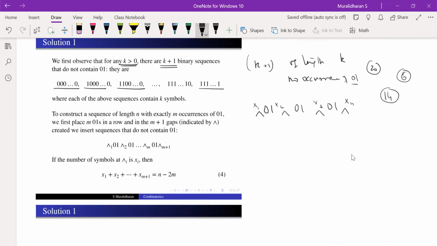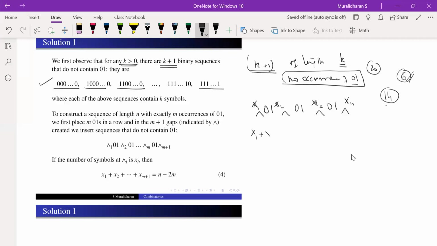We first observed that there are k plus 1 sequences of length k which do not contain any 0 1. Correct? That's obvious because every 1 has to come before the zeros, so these are the only k plus 1 possibilities. Now I want to put 3 0 1s. I put those 3 0 1s. Now these account for only 6 length, so I want 14 more. For those 14 more, I will put some x1 symbols here, x2 symbols here, x3 symbols here, and x4 symbols here.